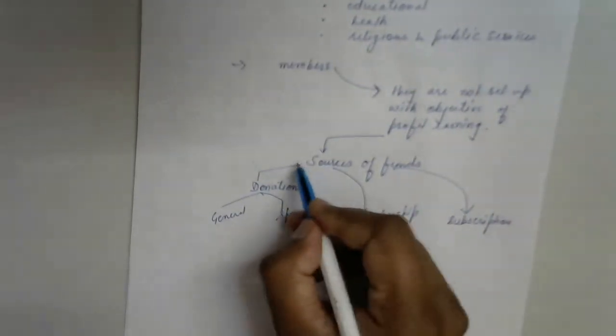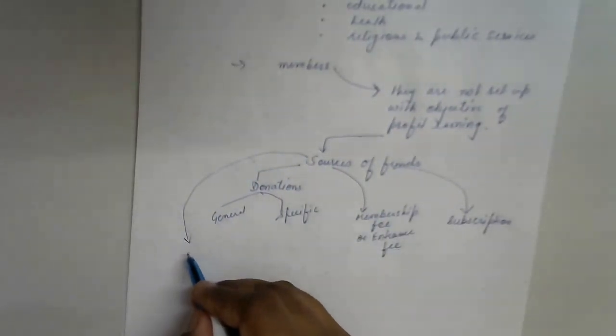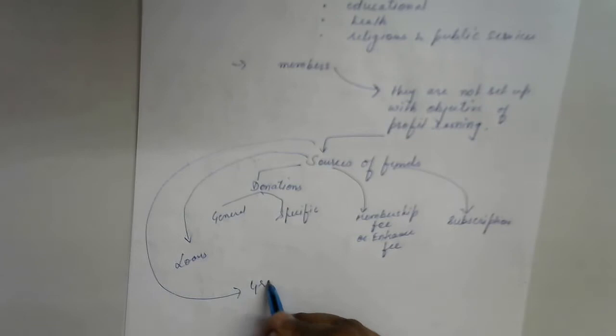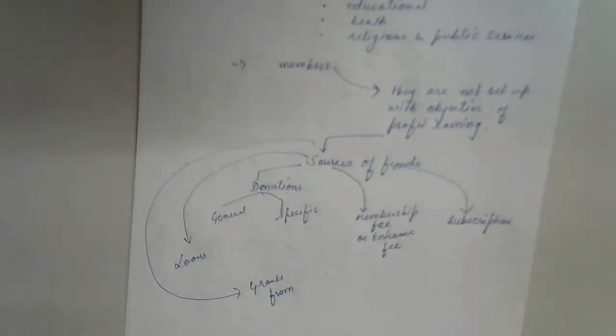Sometimes we get loans from any other organization. A grant is something we get from the government. Loans, and another is grants from government. Like certain health NGOs who are supporting the idea of eradicating polio from India. So they get grants from the government to eradicate polio. So they get a grant to buy polio vaccine.